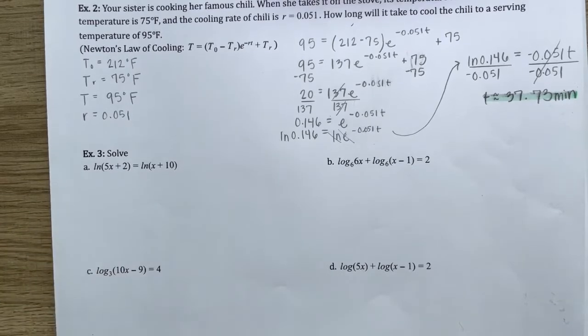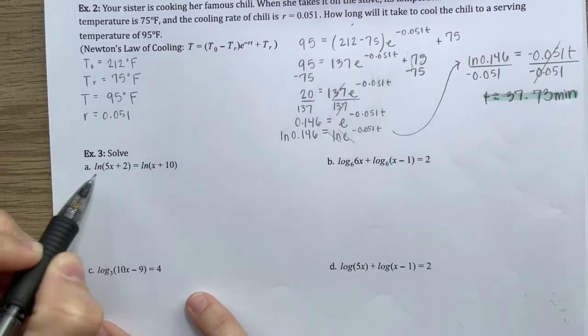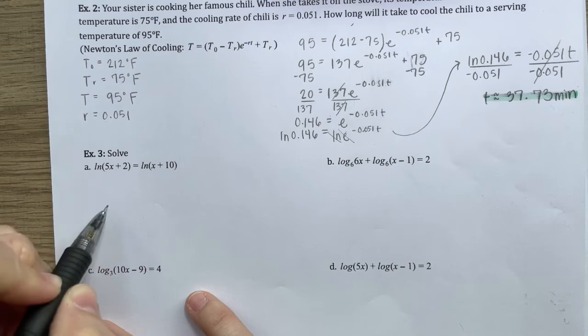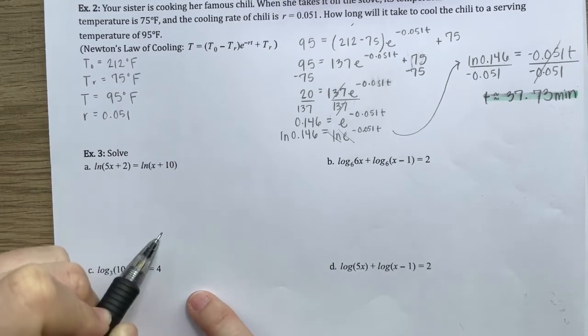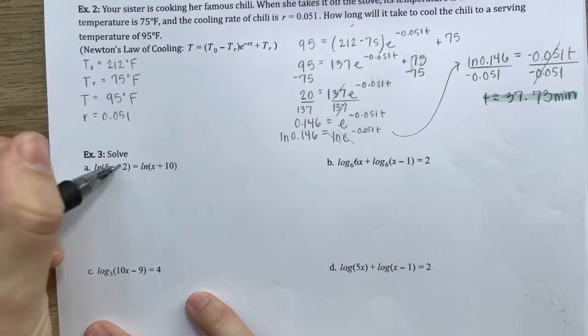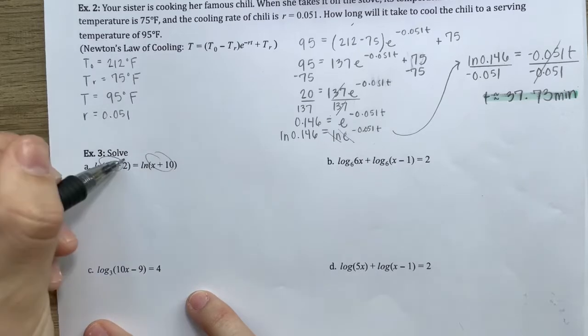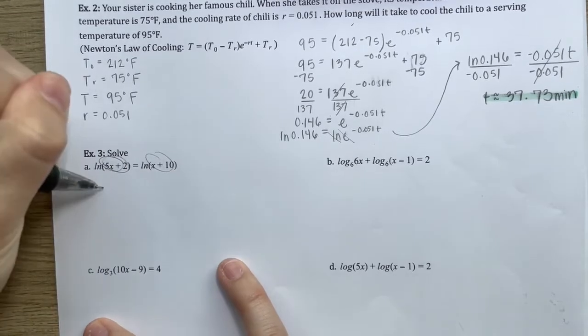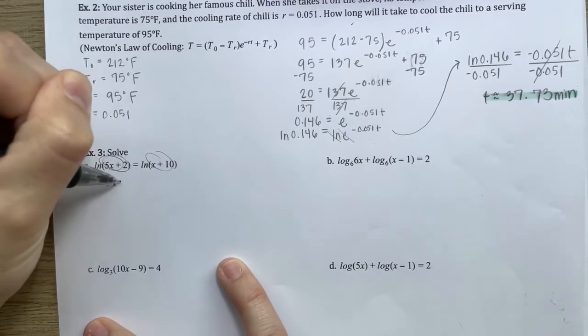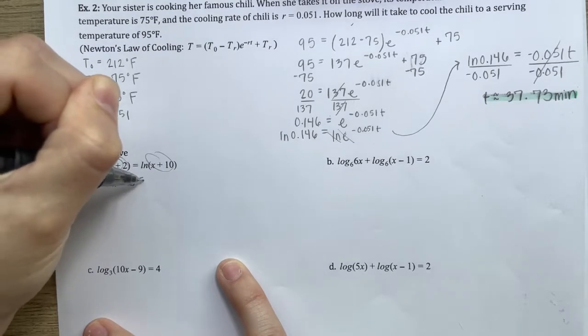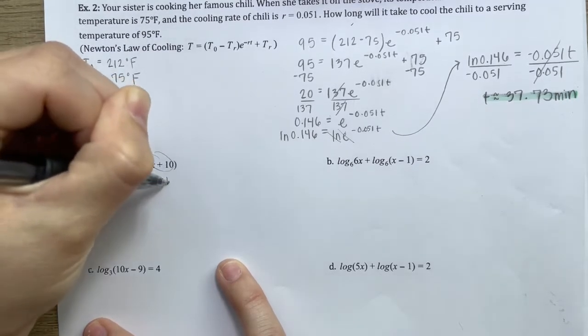Just like with equations that had exponentials with the same base on each side, where we could set the exponents equal to each other, you can do the same thing with logs because logs are just exponents. So if I have the same type of log on both sides, natural log of 5x plus 2 and natural log of x plus 10, I can just set these equal to each other. So 5x plus 2 equals x plus 10.